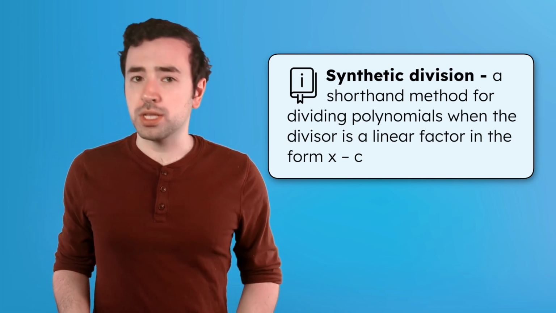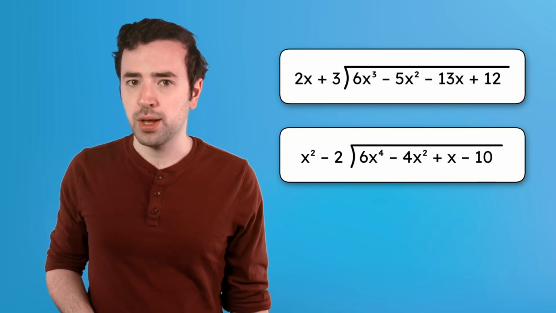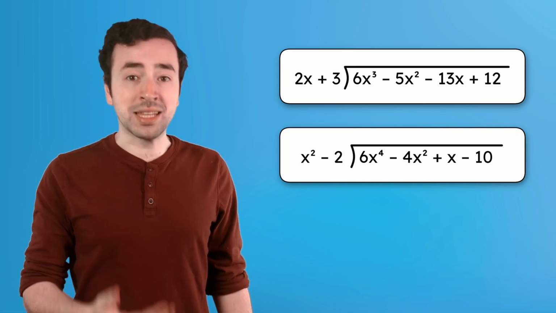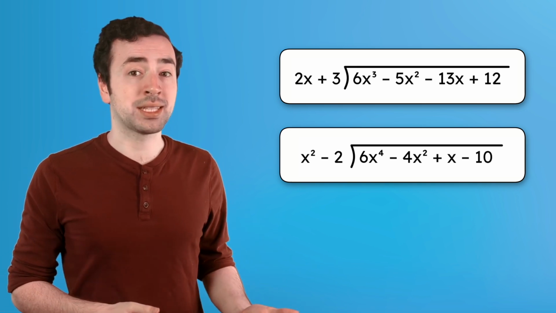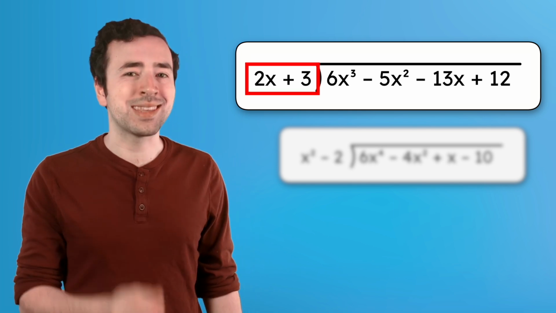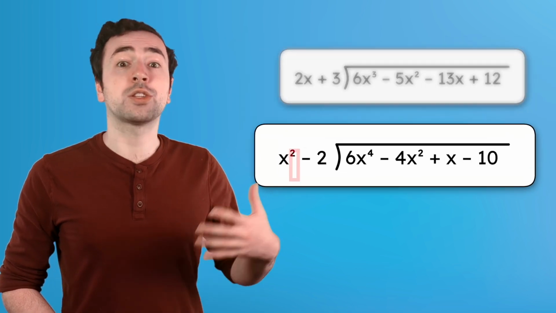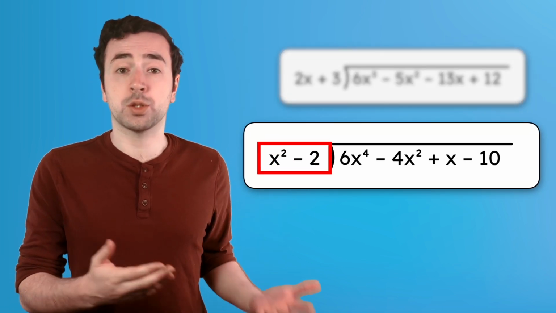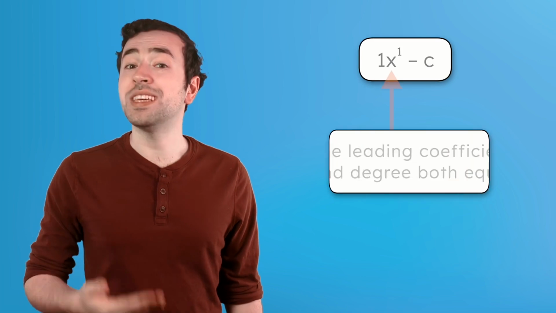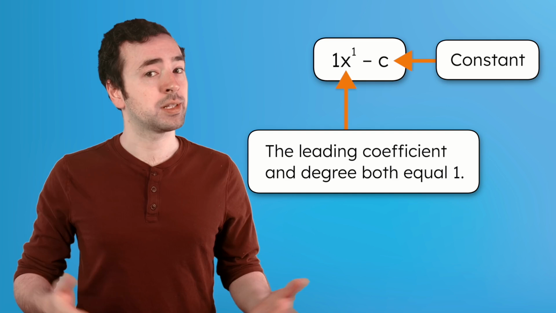Well, when we were using long division, we worked with divisors like 2x plus 3 and x squared minus 2. Notice that neither of these are linear factors in the form x minus c. 2x plus 3 is linear because x is raised to the first power, but it's not in x minus c form because the leading coefficient is 2. And of course, x squared minus 2 isn't linear because x is squared. So what type of divisors will work? Well, the form x minus c means we need a binomial with the leading coefficient and degree both equal to 1 and a constant. Let's get into it.